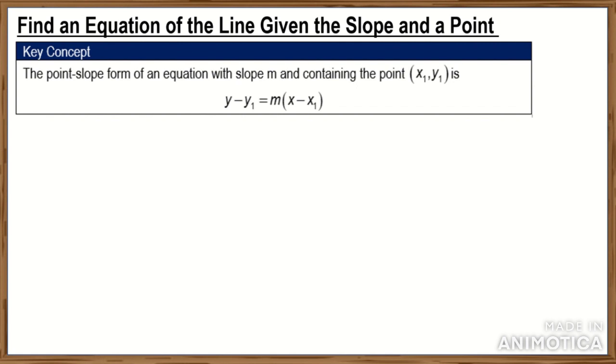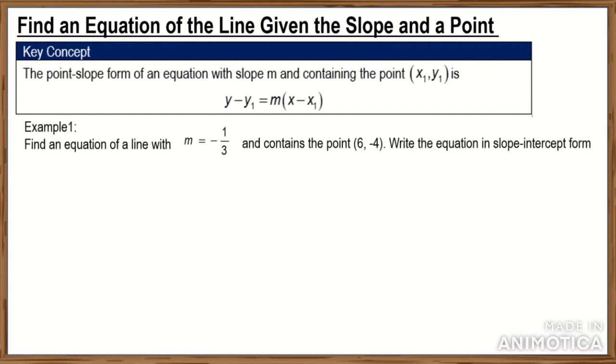Let's have an example. Find an equation of a line with slope equals negative 1/3 and contains the point with coordinates 6, negative 4. Write the equation in slope-intercept form. So what we are going to do is substitute the values in the equation. So we write first the equation. We have y minus y sub 1 is equal to m times x minus x sub 1. Then in the given point, we label it as x sub 1 and y sub 1, so we will not be confused during the substitution process. So let's proceed now to our equation.